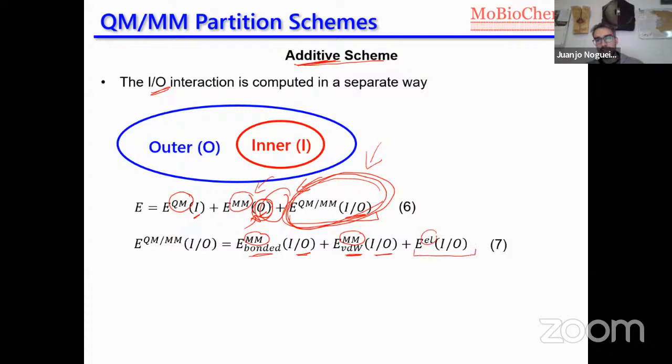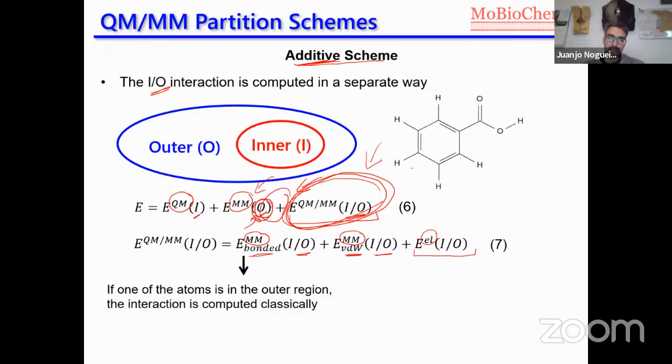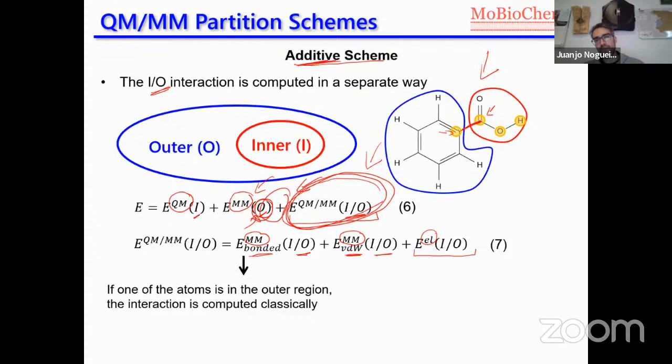For example, let's put an example to understand this. For example, we want to simulate this molecule, and we split the molecule in this way. This is the inner region, the carboxyl group is the inner region, and the rest of the molecule is the classical region. Okay. So, for example, if we want to compute the interaction between this atom and this atom, so this bond interaction is computed by the force field, because one of the atoms which are involved in the bond belongs to the classical region, belongs to the blue region.